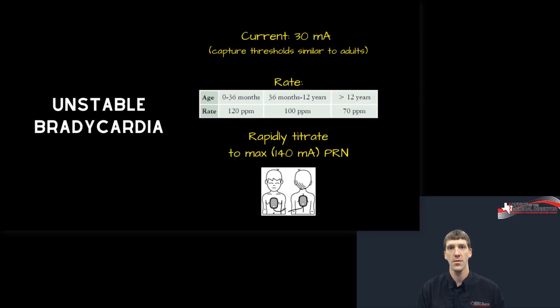Your rate is where it's going to be different. Obviously, kids rely on different heart rates depending on their age. So for 0 to 36 months, our pacing is going to be at 120 paces per minute. For 36 months to 12 years, it's going to be 100 paces per minute, and greater than 12, it's going to be similar to our adults at 70. To establish capture, we're going to rapidly titrate to a max of 140 milliamps. Keep in mind also that our pacing pad placement is going to be similar to our adults as well.